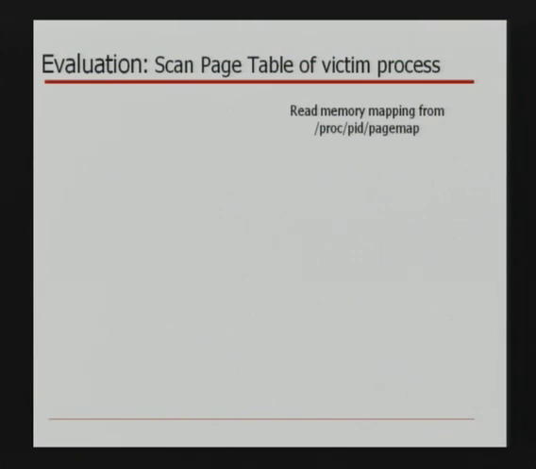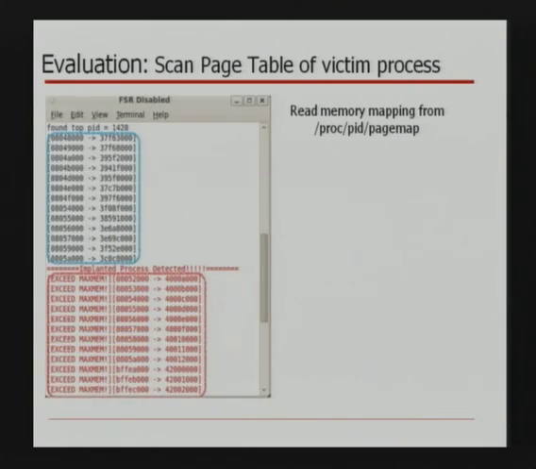So then let's take a look at the evaluation of our framework. In the first scenario, we implemented a malicious process. This malicious process is used to read the memory mapping from the proc file system, so we can read the page map of the page table from this proc file system. In the first scenario, we disable the frequency restoration, and we scan it in an infinite loop.